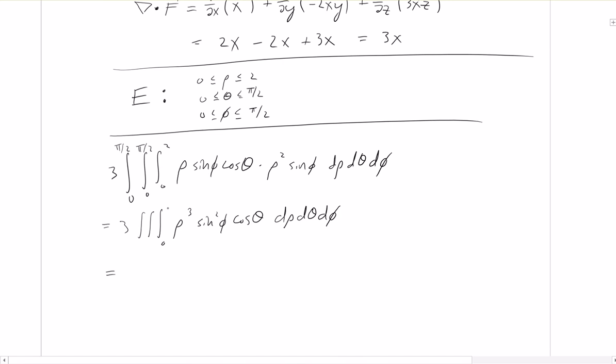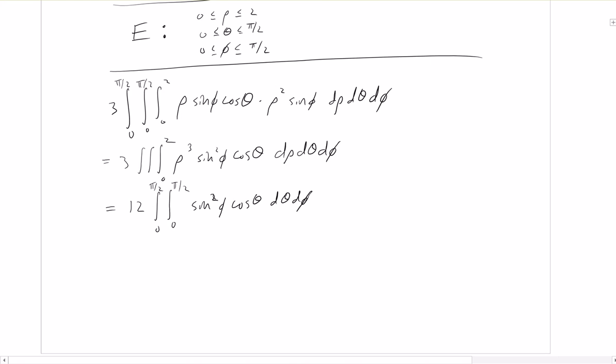So first, we integrate rho. So we get rho to the fourth over 4 from 0 to 2. 2 to the 4th is 16. 16 over 4 is 4. And 3 times 4 is 12. Okay, next we'll integrate theta. So the integral of cosine is sine, and we go from 0 to pi over 2. But sine of pi over 2 is 1, sine of 0 is 0, so all this does is give us a factor of 1.